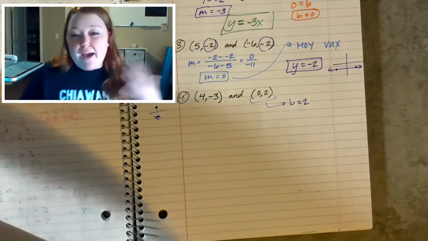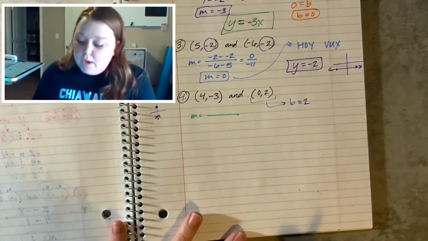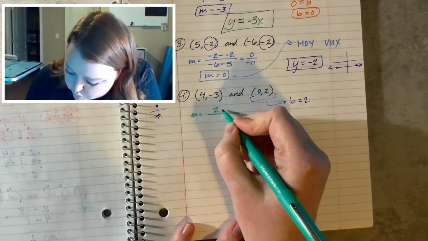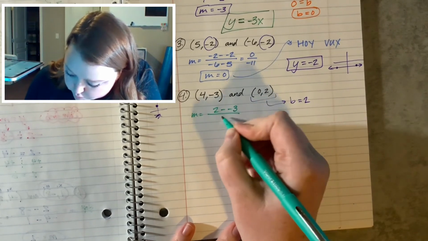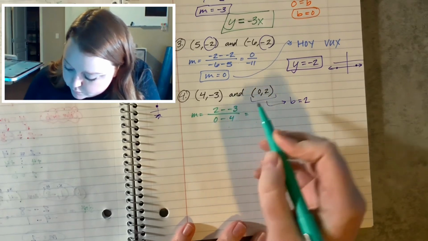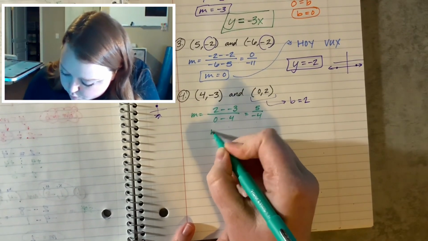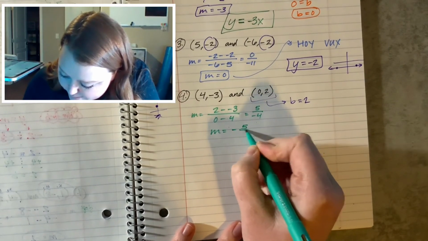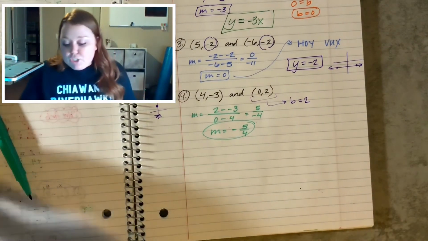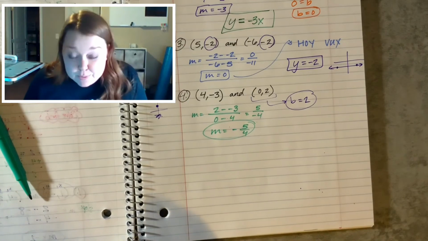Now, we still don't have m though, so we're still going to have to solve for m. So go ahead, pause the video, see if you can do m by yourself, okay? 2 minus -3 over 0 minus 4. 2 minus -3, that's a +5. 0 minus 4 is -4. So slope of the line here is negative 5/4.